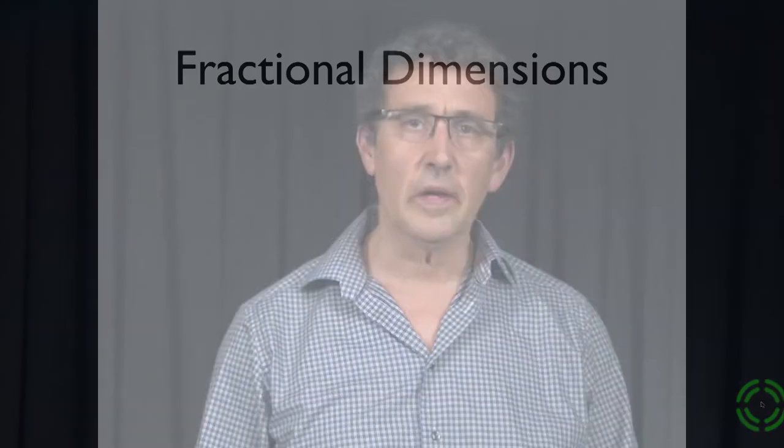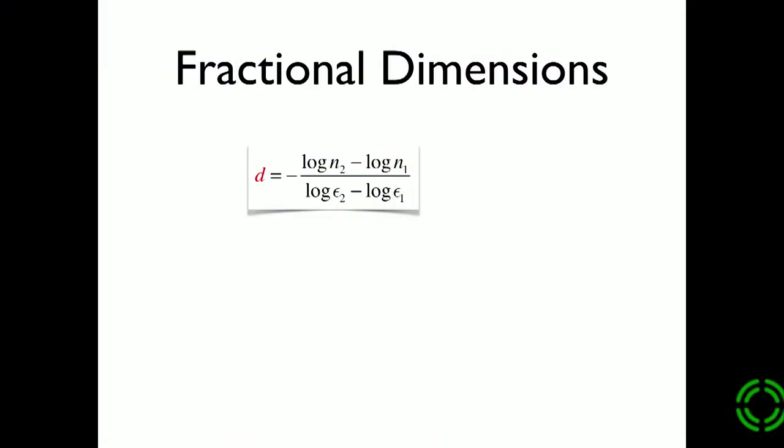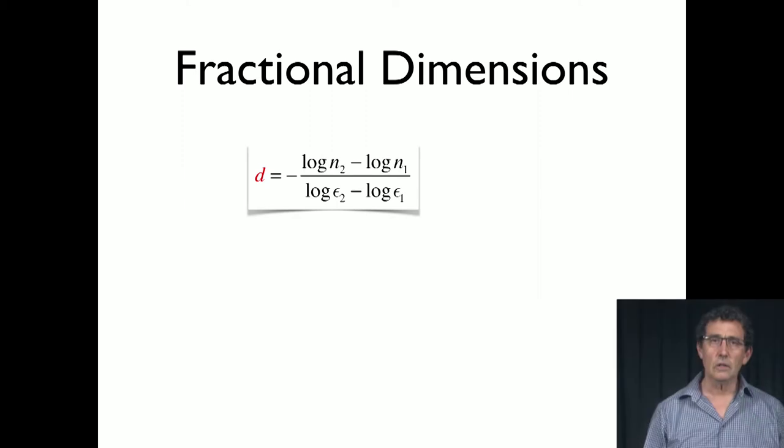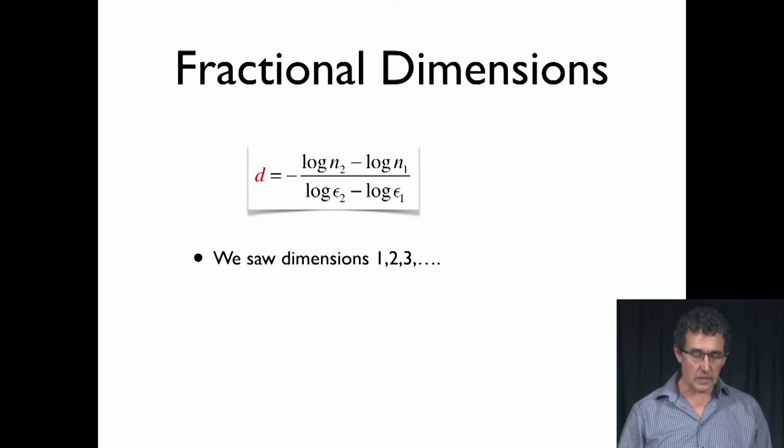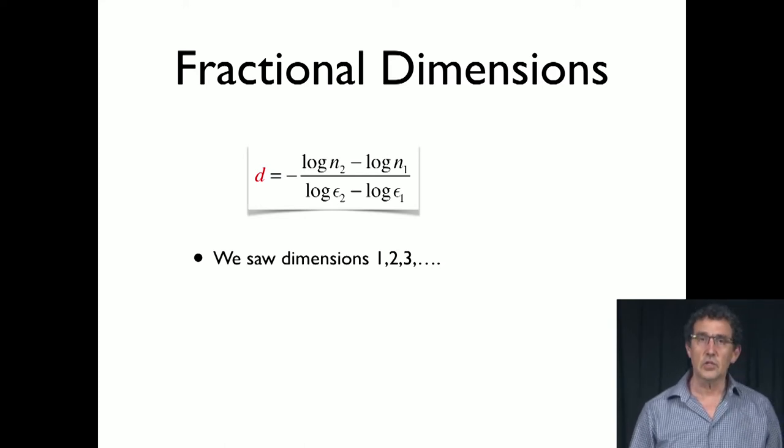So we saw a few examples of low-dimensional datasets that come from the real world. And here is a curious question. So we have a definition of dimension that is defined by the rate of change in the number of cells versus the diameter or the average distance. And there's nothing in this formula that says that the result has to be an integer number, right?